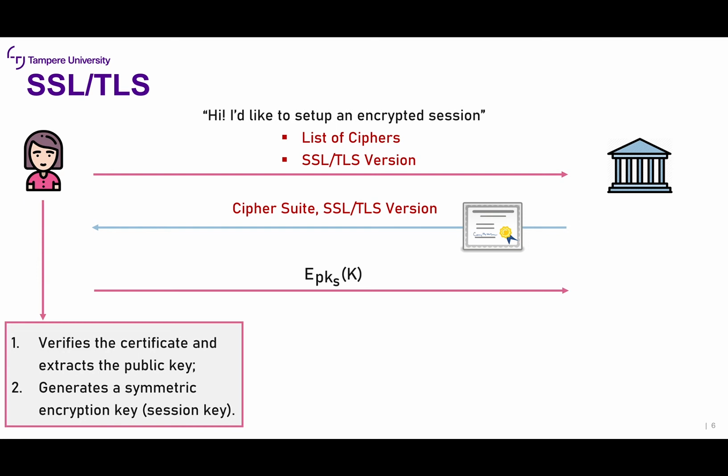So Alice first verifies the certificate, extracts Trent's public key, generates the symmetric key, the session key that will be used to encrypt their communication, encrypts that key with Trent's public key, and contacts Trent to send this message. Upon reception, Trent, who has access to SK of S, his secret key, can decrypt that message, recover the session key that was generated by Alice, and from that point they can start communicating securely by using K.